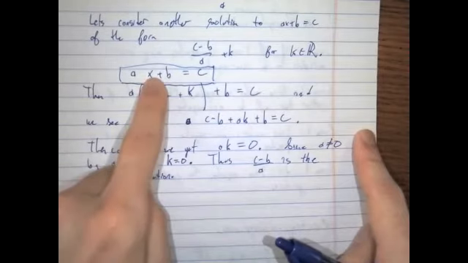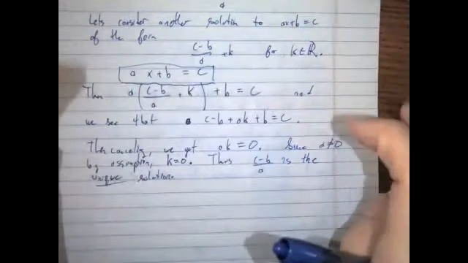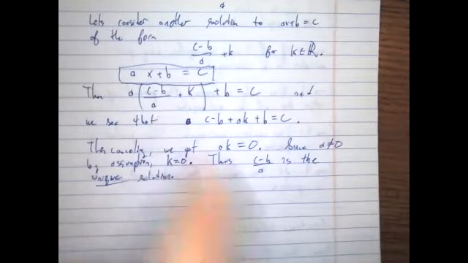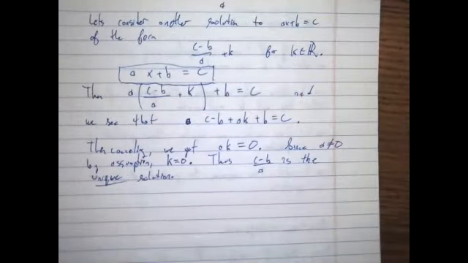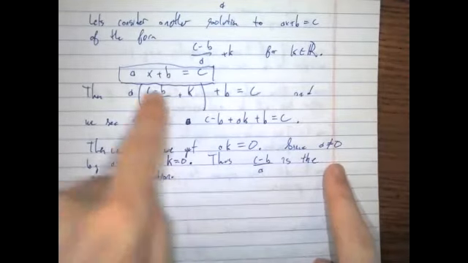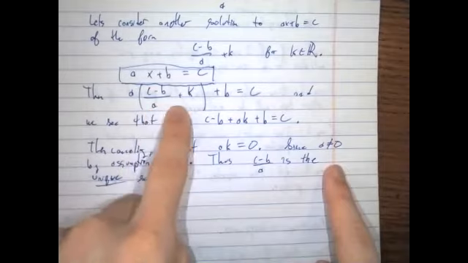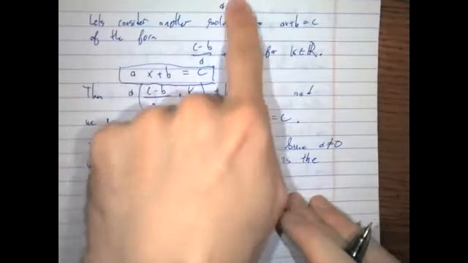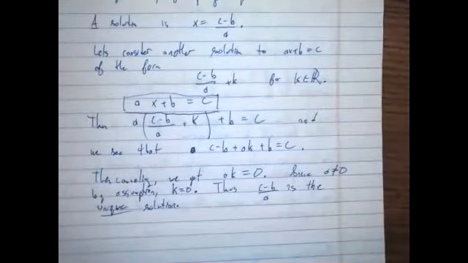So here all I did was I plugged in this new solution in for x. And then after doing some arithmetic, I discovered that if this is a solution, then k has to be 0. Namely, I'm back at the original solution that we started with. Kind of cool, huh?